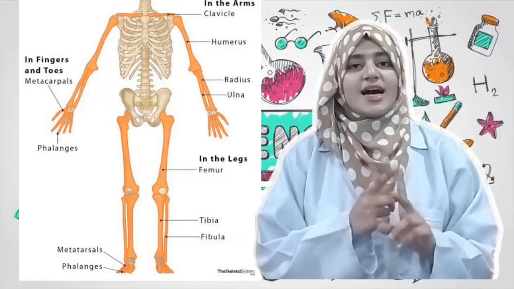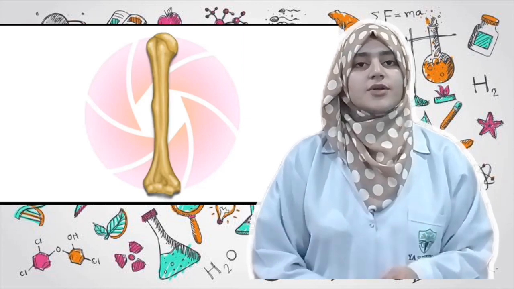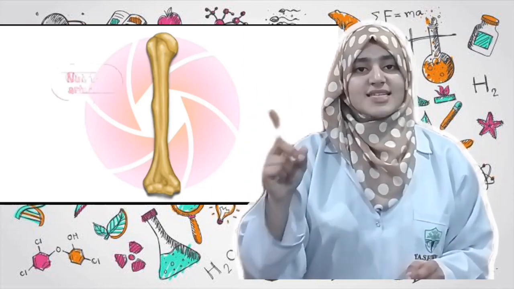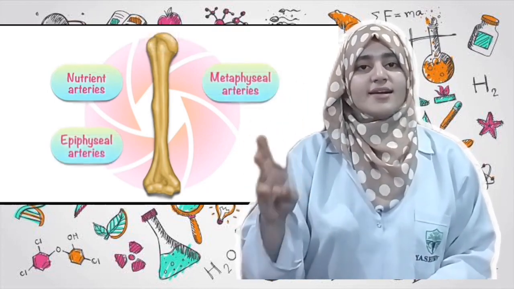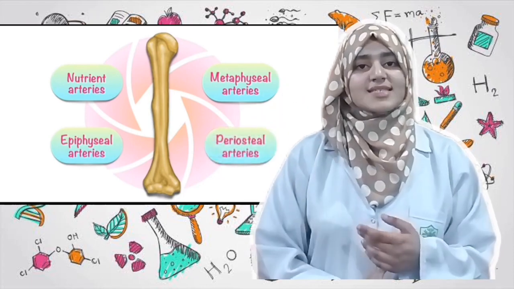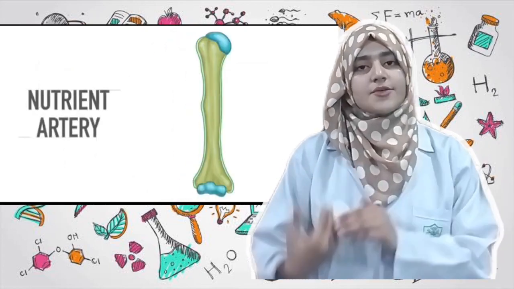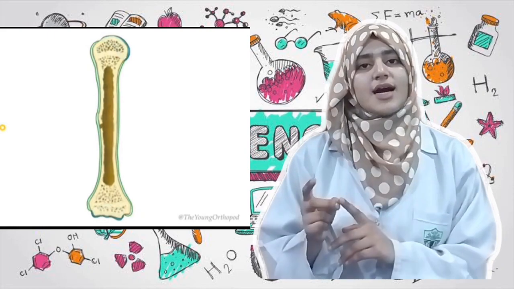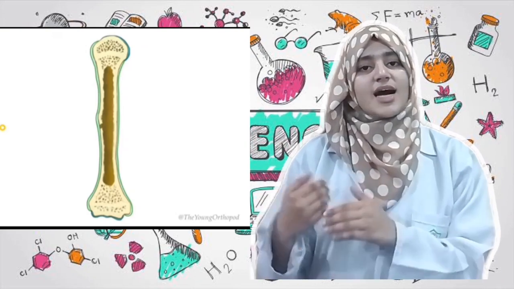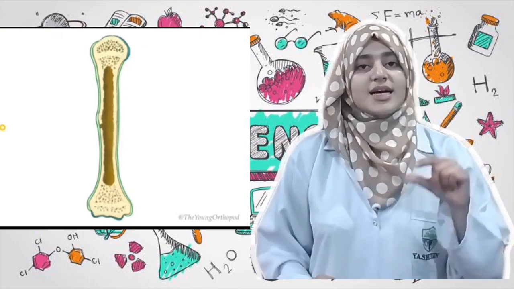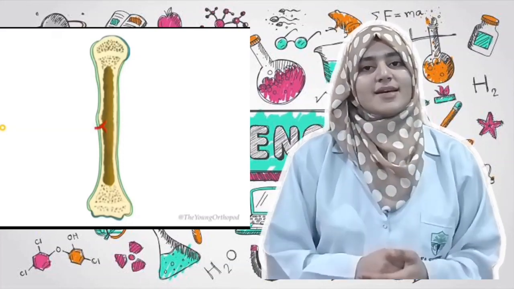A typical long bone receives blood supply from many arteries which include epiphyseal arteries, metaphyseal arteries, nutrient arteries, and periosteal arteries. We will discuss them one by one. Number one is nutrient arteries. The network of nutrient arteries is a high pressure network. It means that the blood passes at high pressure in the nutrient arteries. The nutrient arteries enter into the diaphysis by the nutrient foramen.